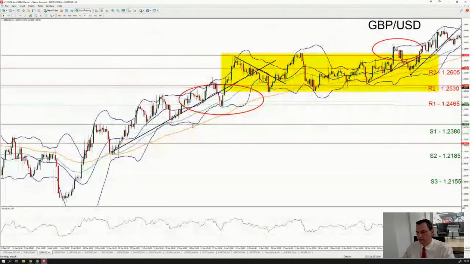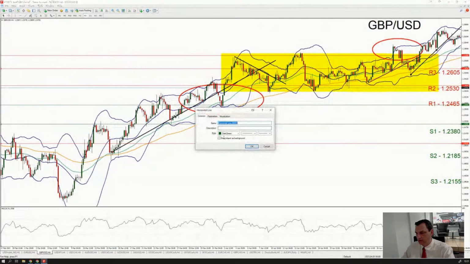I think this is far more suitable, given that we have touches on the one and on the downside. And that would be the, in green, sorry, in green, the 1.2190.